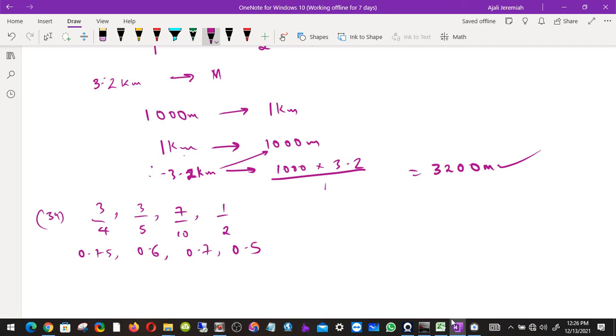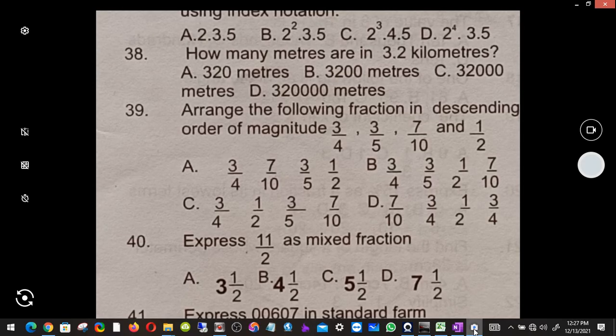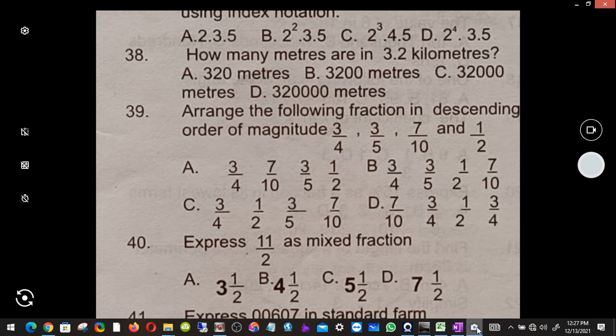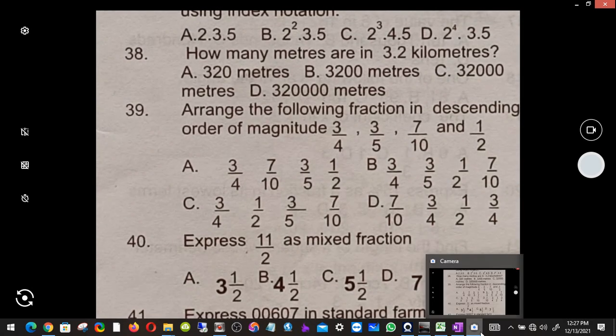We said descending order means from the highest to the lowest. So you can see the highest is this, 0.75, belonging to 3/4. Before this, 0.7, belonging to 7/10. Before this, 0.6, belonging to 3/5. Before this, 0.5, belonging to 1/2. So what is the arrangement there? Option A.